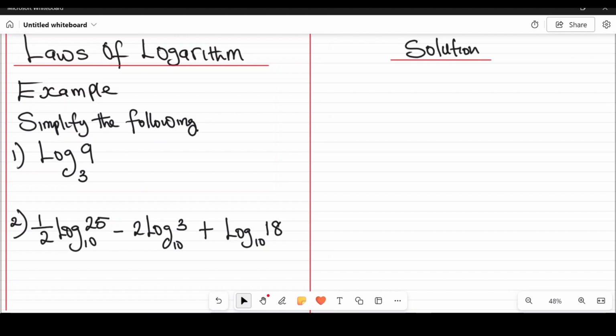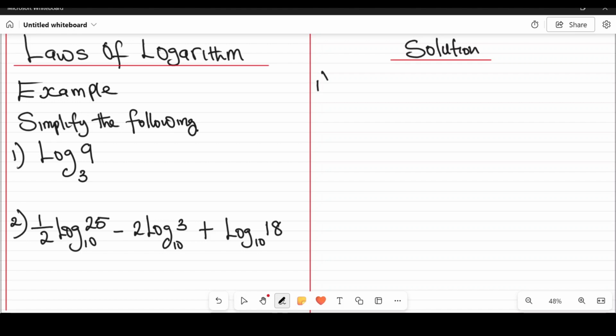Now, let's look at these 2 examples given to us. Number 1 says simplify log of 9 to base 3, and number 2 says half of log of 25 to base 10 minus 2 times log of 3 to base 10 plus log of 18 to base 10. So they said we should simplify these two logarithm expressions. Let's start with number 1.